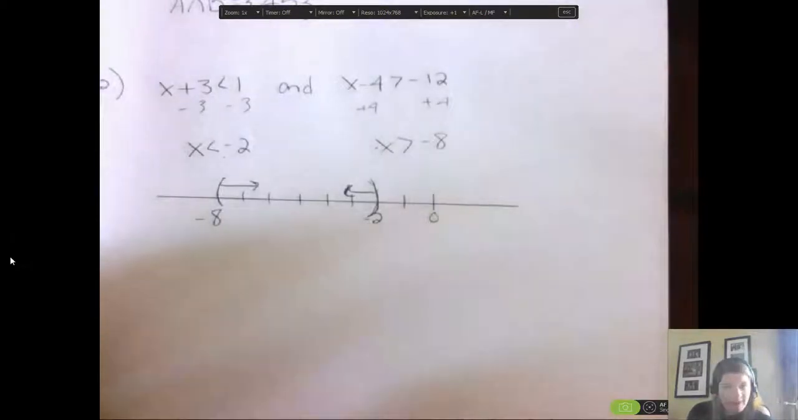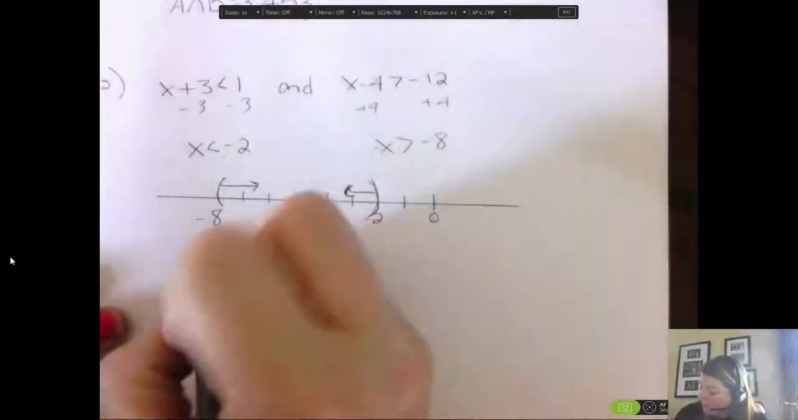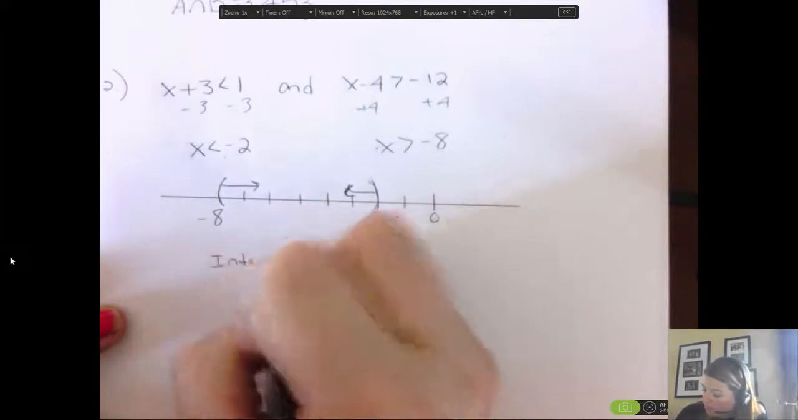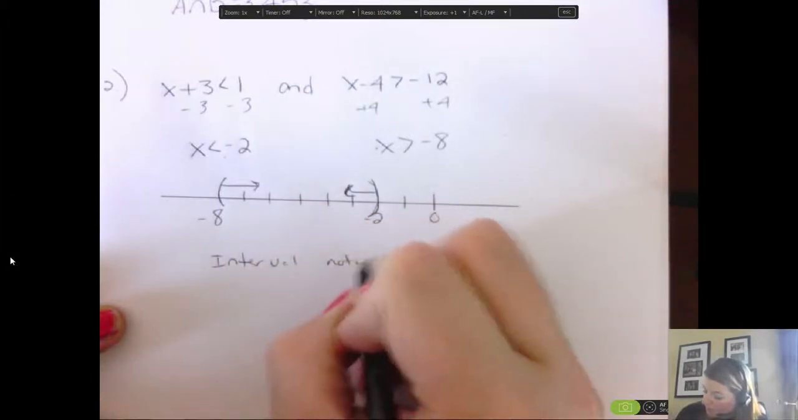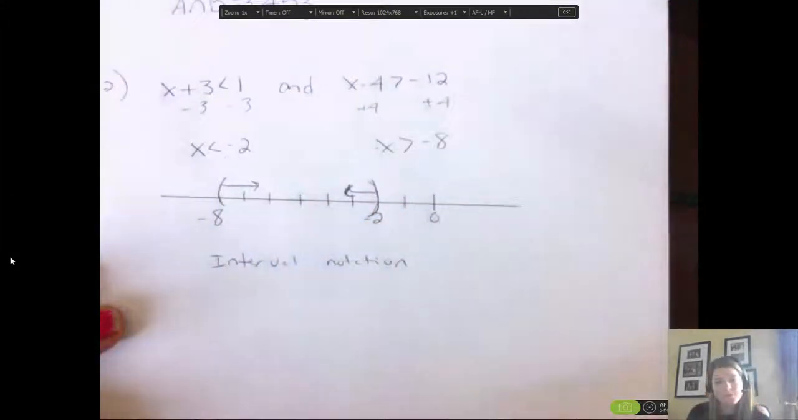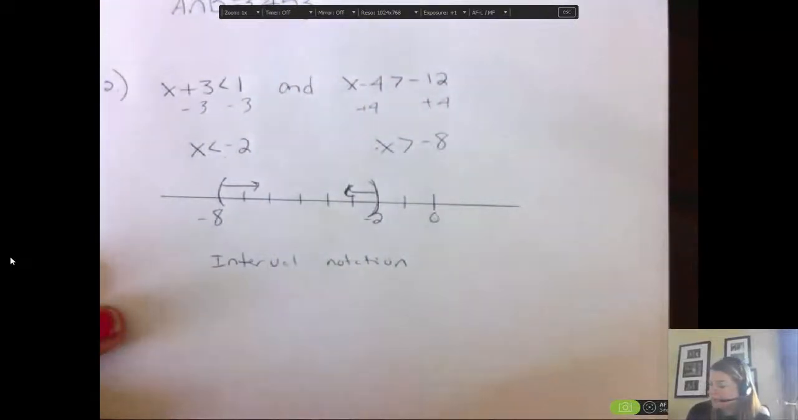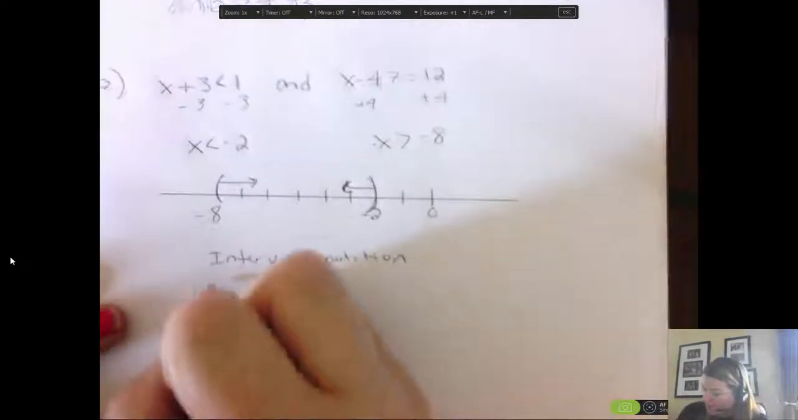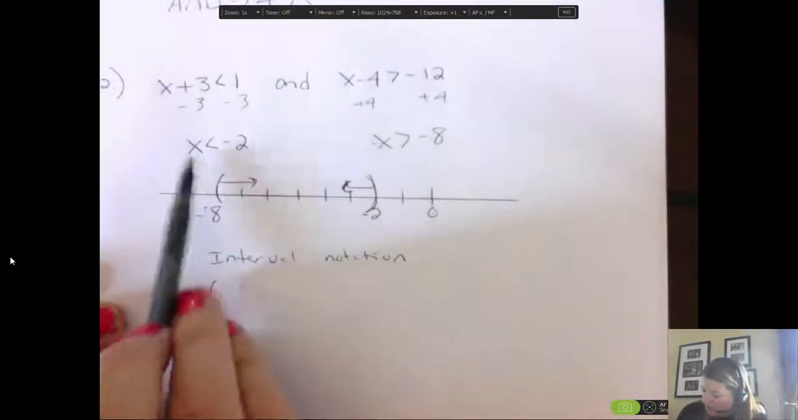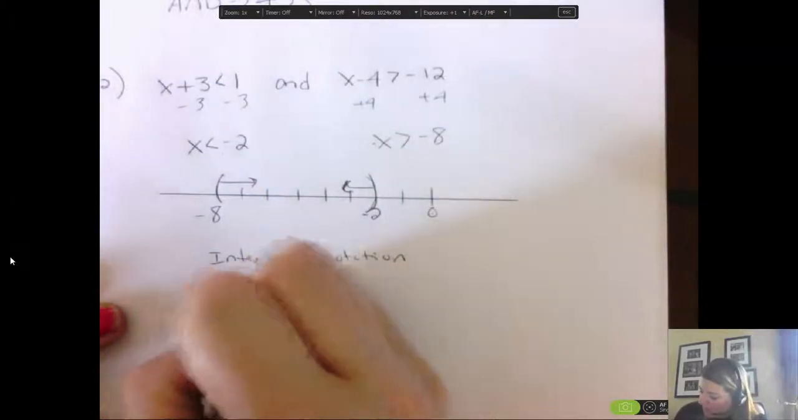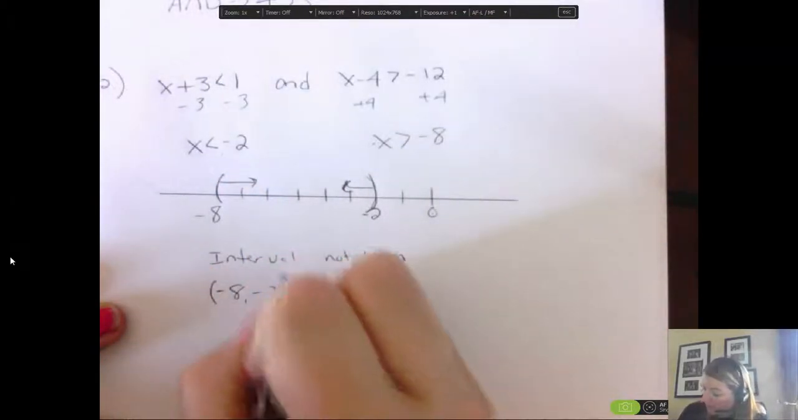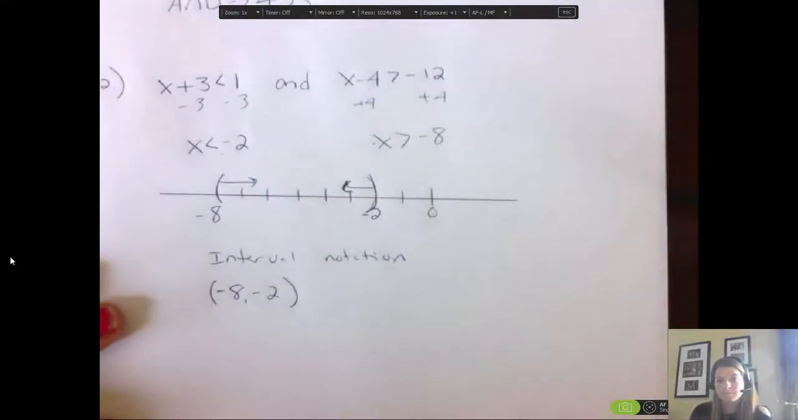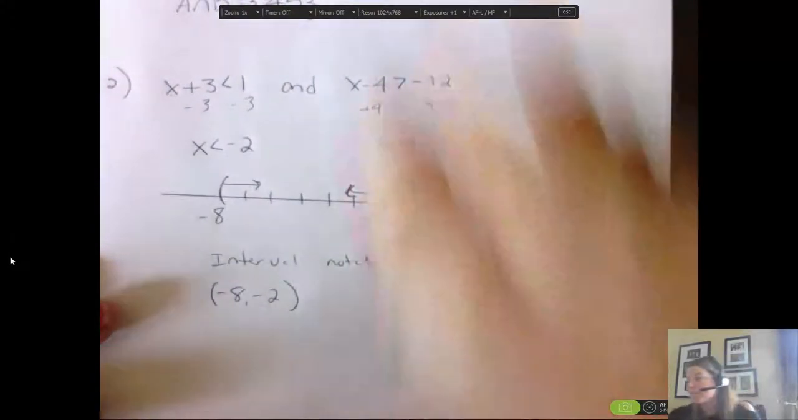You might pick out a graph of it, or you might put it in interval notation. Interval notation, remember, goes from lowest to highest number with a comma in between, and you use open and closed brackets or parentheses, round or square. We'll use round because there's no equal sign, and we'll go from -8 to -2, not including them. So there's one example.